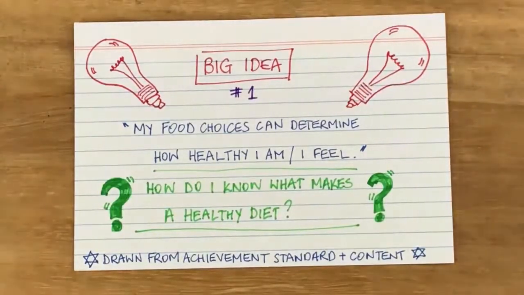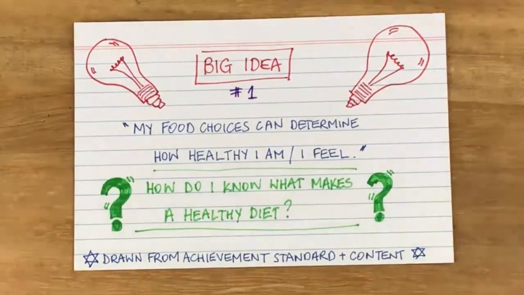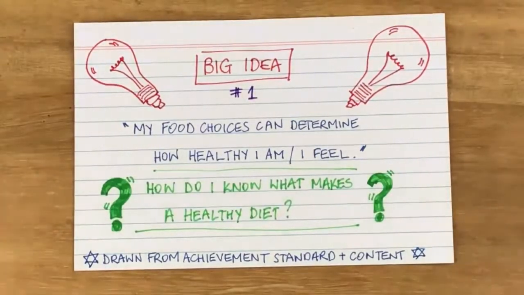So from that data we collected and the challenges that we identified with the students, from there we were able to come up with a big idea for a unit of work. That big idea was: my food choices can determine how healthy I am and how healthy I feel. And from there we drilled down to identify an essential question that was going to drive the inquiry approach within the unit, and that was a question of how do I know what makes a healthy diet. So we're starting to pick up some of the developing health literacy, but also that critical inquiry approach there.